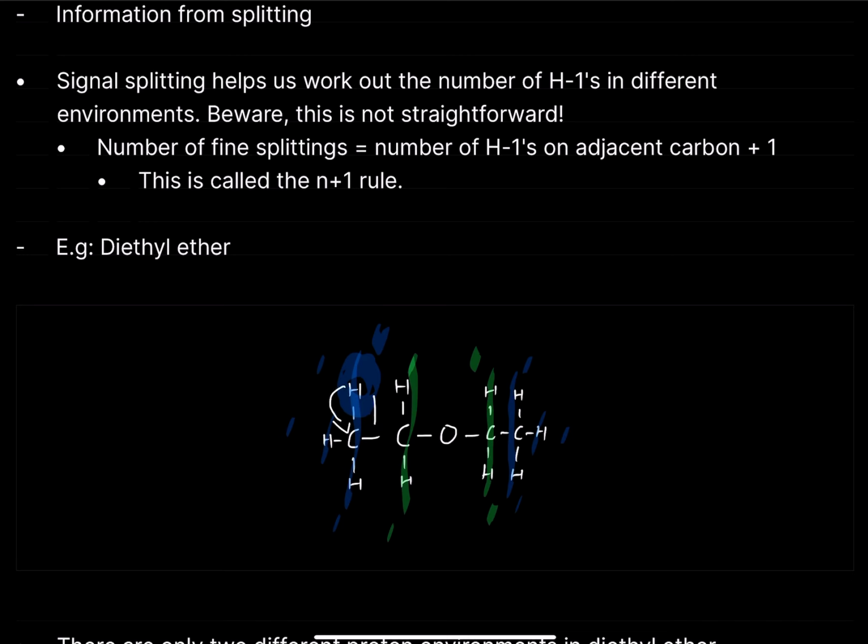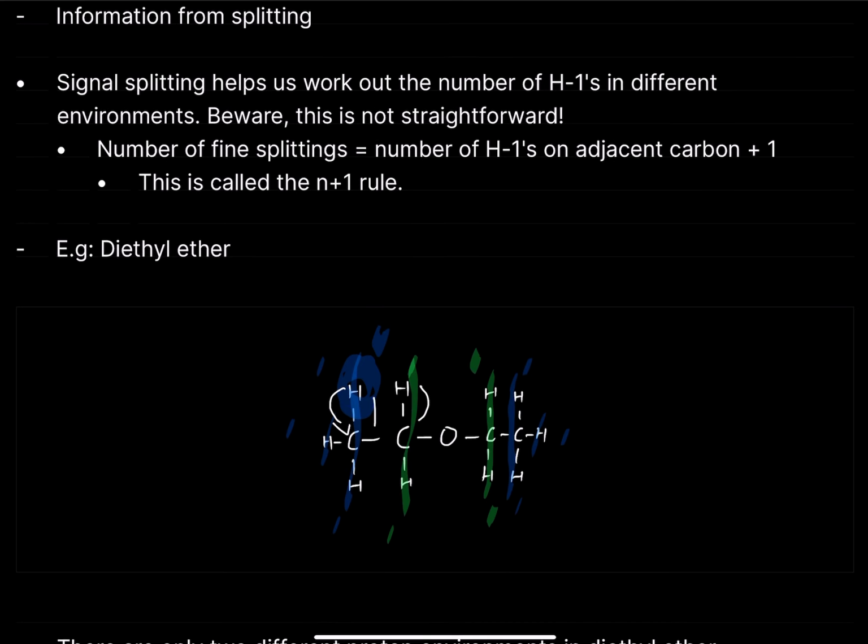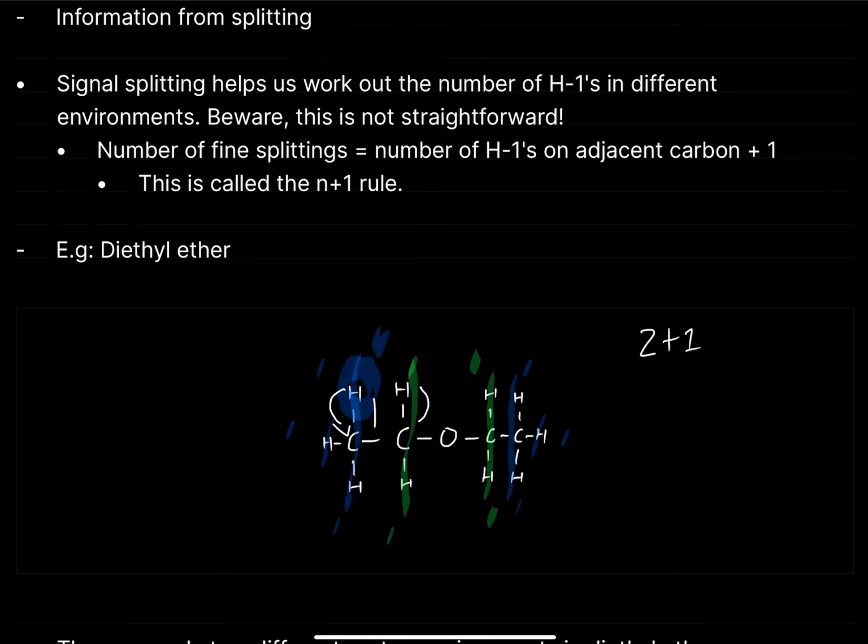I'm not doing a mechanism here. I'm just showing you where it's bonded to. This hydrogen is bonded to a carbon that's adjacent to a carbon with 2 hydrogens on it. If you follow the n+1 rule, 2 + 1, I'm not insulting your intelligence, but that's 3.